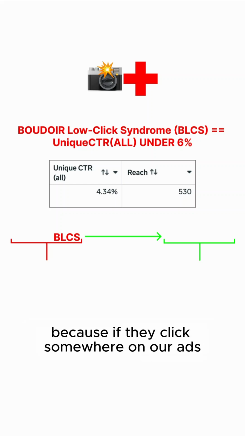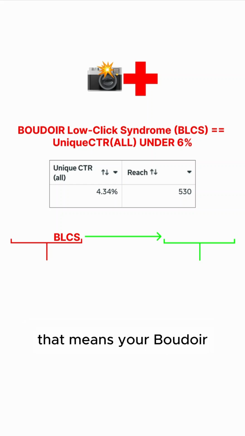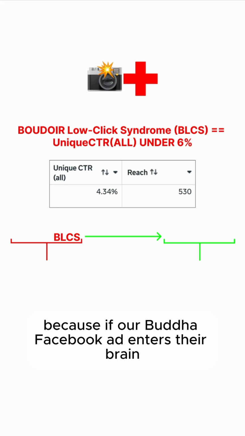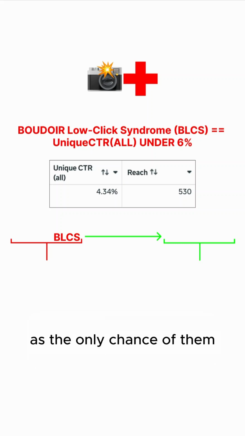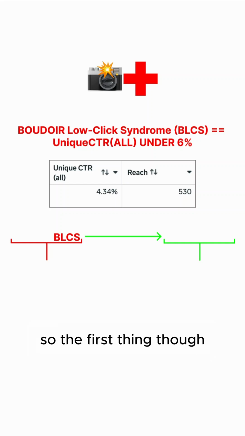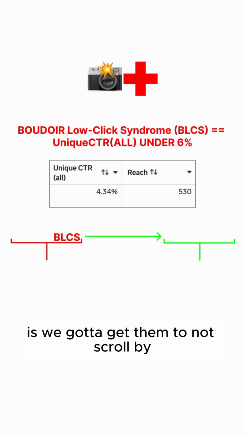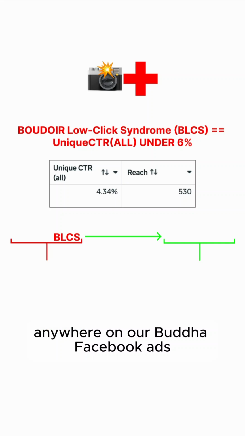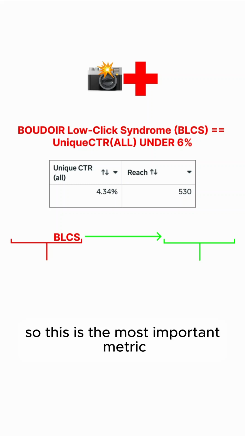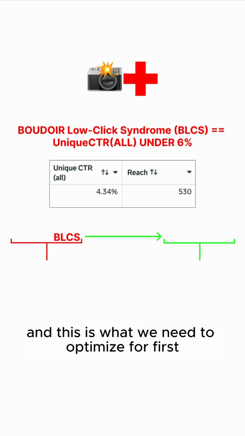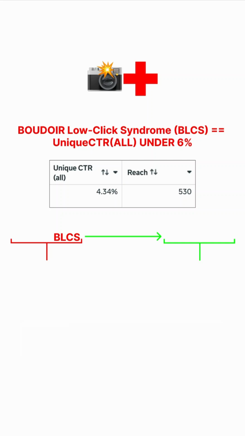Now we care about this because if they click somewhere on our ads, that means your Boudoir Facebook ad has entered their brain. And if our ad enters their brain, that's the only chance of them buying from us being greater than 0%. So the first thing is we've got to get them to not scroll by and instead click somewhere, anywhere on our Boudoir Facebook ad. This is the most important metric that we look at first when advertising, and it's what we need to optimize for first. It's the highest leverage activity we can do for all of advertising.